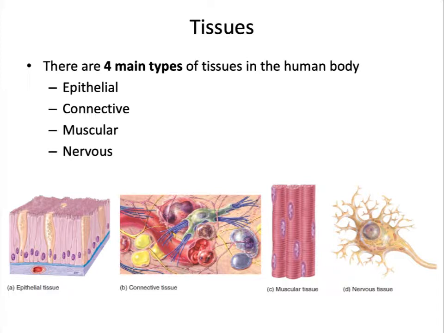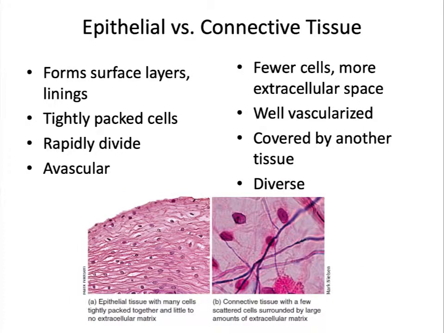Today we're going to be talking about the other three types of tissue. As a review, epithelial cells form sheets that cover the body and line the body cavities. Some types of epithelial tissue form glands that secrete product. Connective tissue is quite different than epithelial tissue.